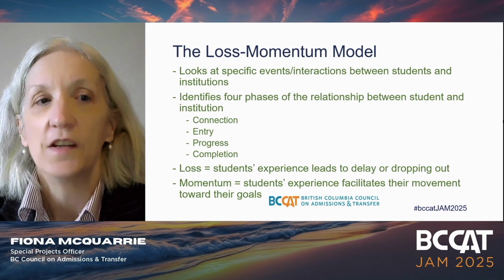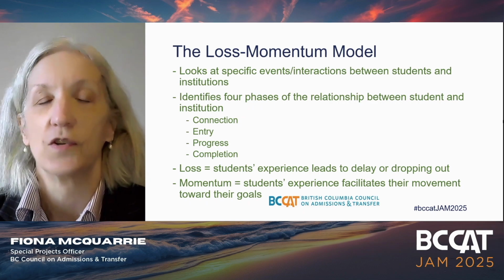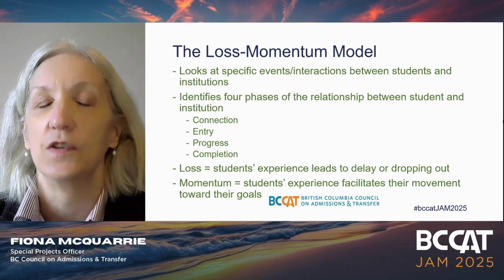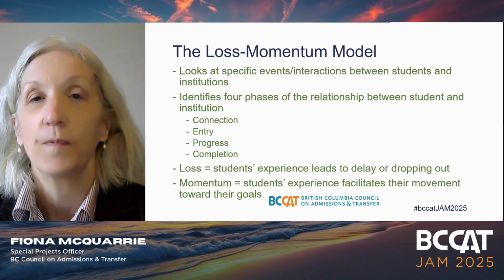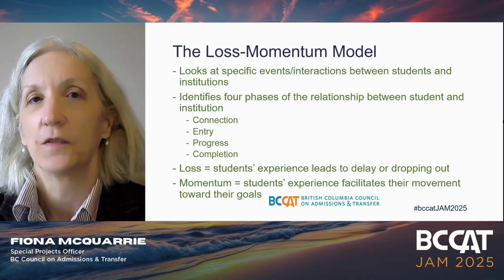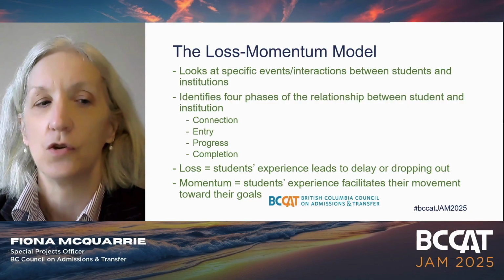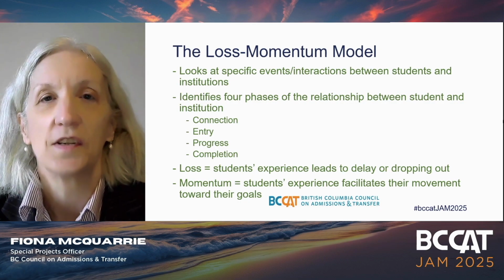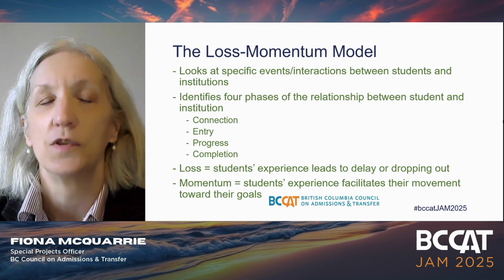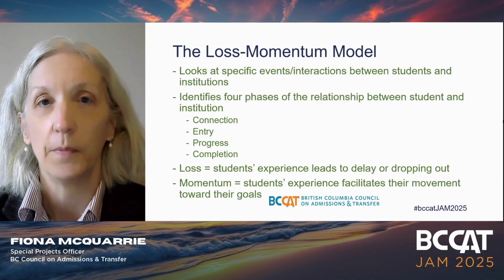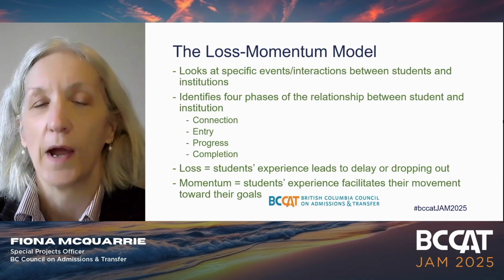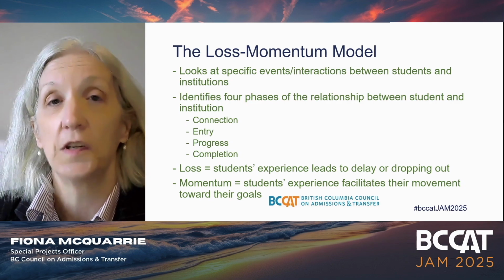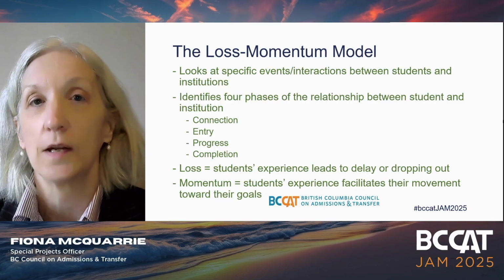As I mentioned, this model looks at specific interactions between students and institutions, specifically in the context of interactions that relate to transfer credit. And the model identifies 4 phases of the relationship between the student and the institution. The first is connection. This is usually when the student becomes interested in attending the institution and gathers information about it and perhaps has some preliminary interactions with the institution around admission. Then there's entry, where the student actually enters the institution, enrolls in it, and starts taking classes and acquiring credits.